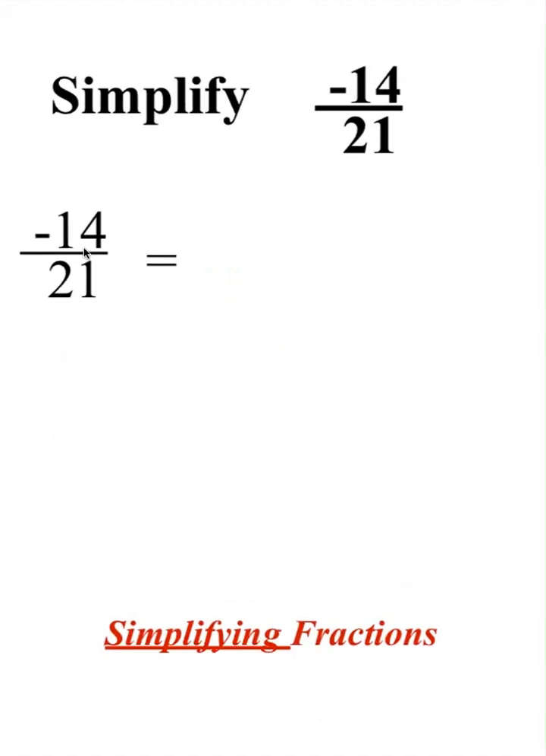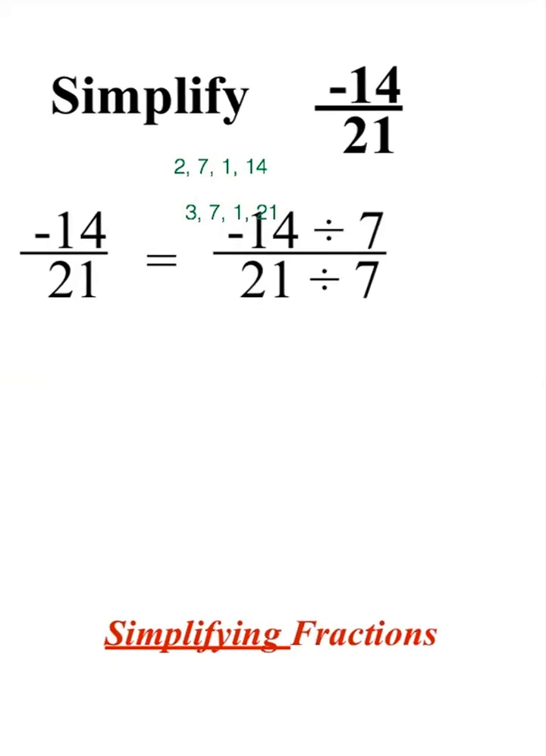Now we look here, we have negative 14 over 21. So we think what we can divide both negative 14 and 21 by. To get 14, we could times 2 and 7. We could times 1 and 14. And then to get 21, we could times 3 and 7. We could times 1 and 21. The biggest number these have in common is 7. So we can divide both the top and the bottom of the fraction by 7.